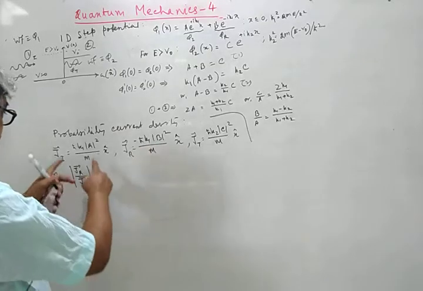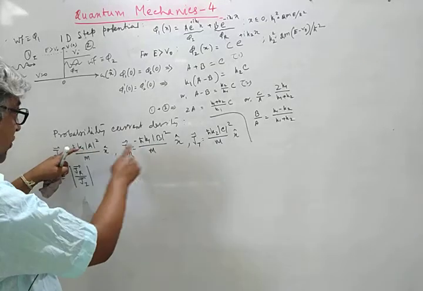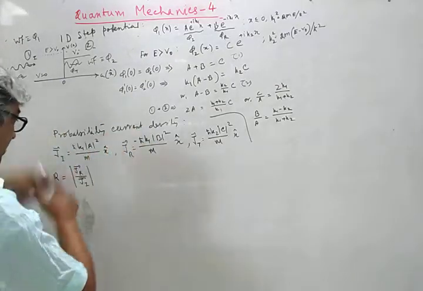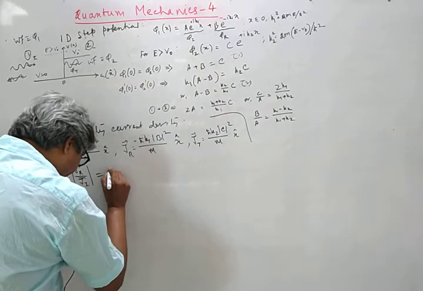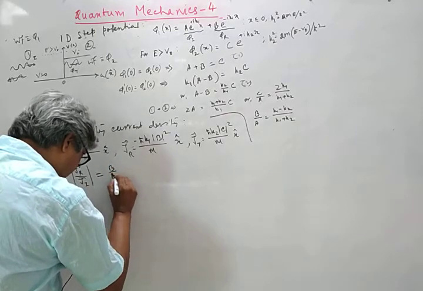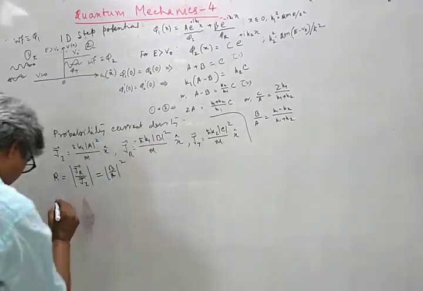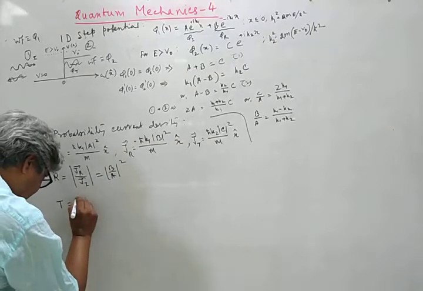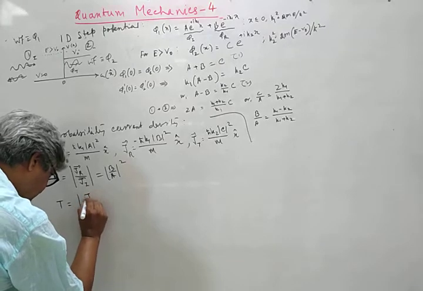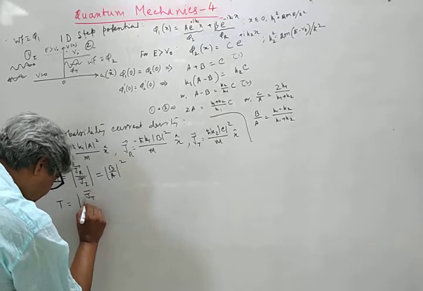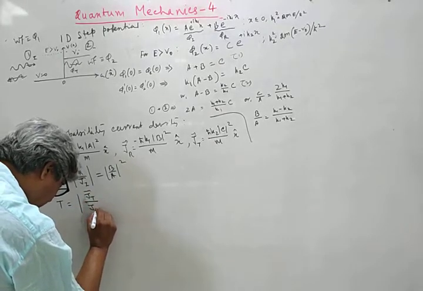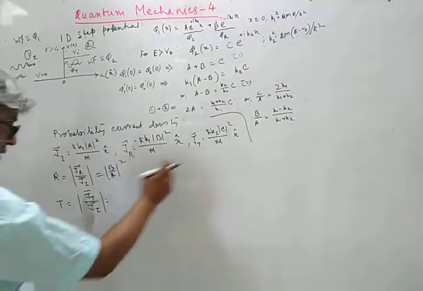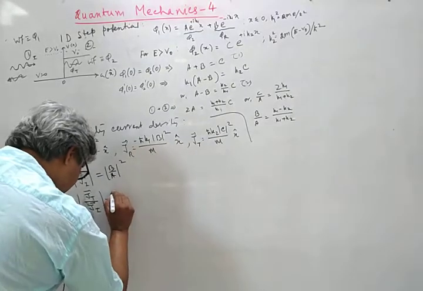And from this relation, because in this region 1 the wave vector is k1, this is simply B by A modulus square. Similarly, if we go to transmittance, this is reflectance and this is transmittance. We find that we use this relation.